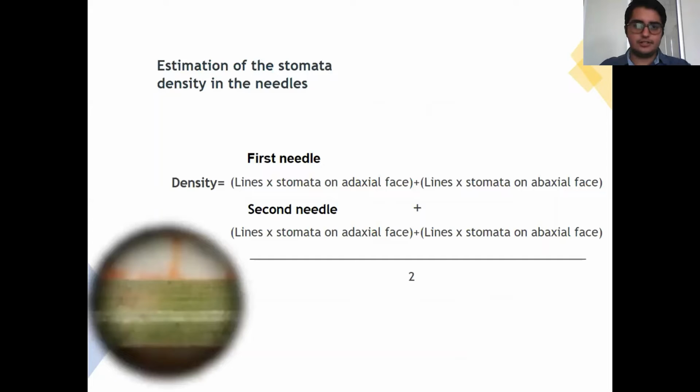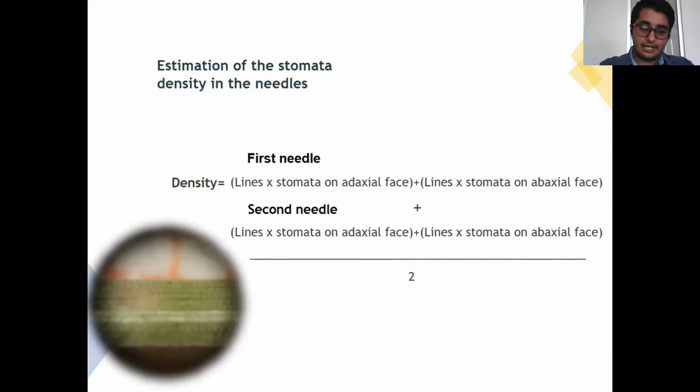Additionally, as I told you, we made an estimation of the stomata density in the needles. We collected 2 needles of the 3 most important species in the field, the 3 most abundant. And we calculate like this.